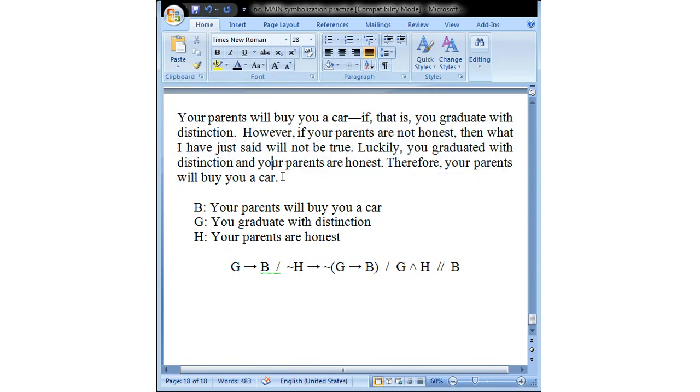Does this conclusion actually follow from the premises, according to you? Use your gut feeling on this one. Will your parents buy you a car based on those reasons that were given? Yeah, it would. The thing is, though, right?